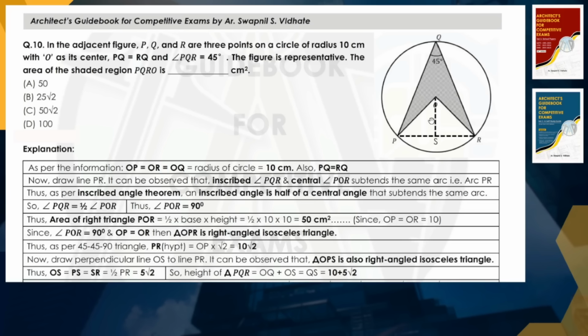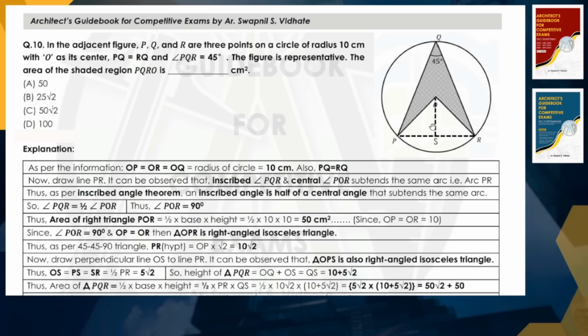OQ, the value is known, which is 10, right? The OS part we have just calculated, which is 5 root 2. So the total height QS will be 10 plus 5 root 2. Now, how will we identify the shaded portion? We just need to subtract this area.